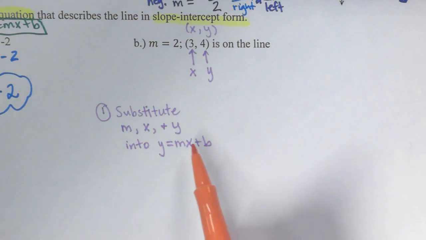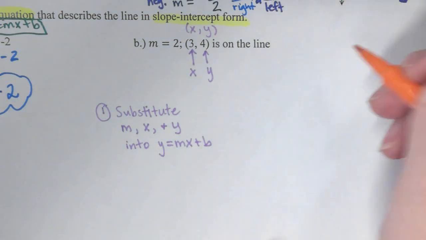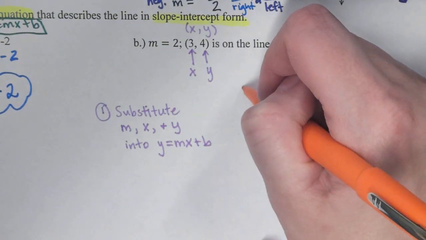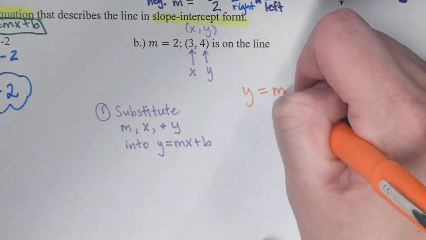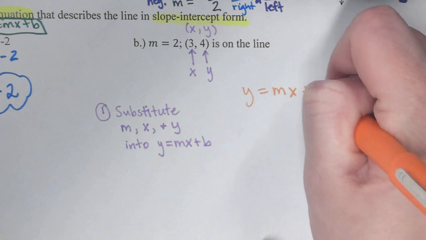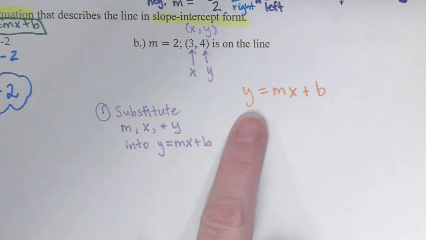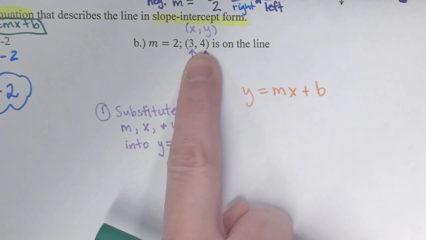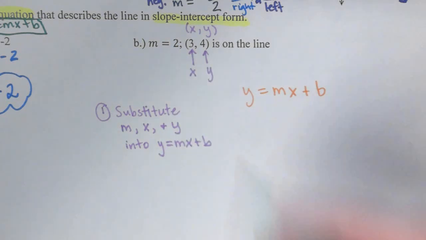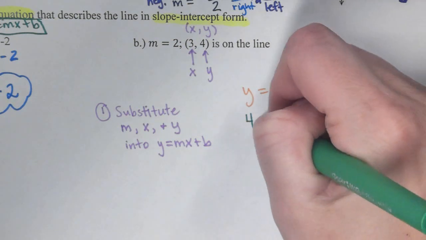Okay, so we're actually going to do that step. So we're going to substitute. So the first thing I want you to do is just write y equals mx plus b. And we'll do the substitution together. Okay, so your value for y is the second part of that point. So instead of y, we're going to plug in 4.